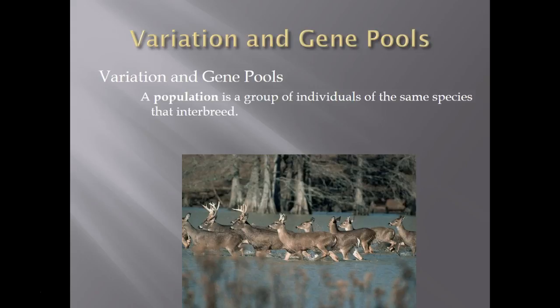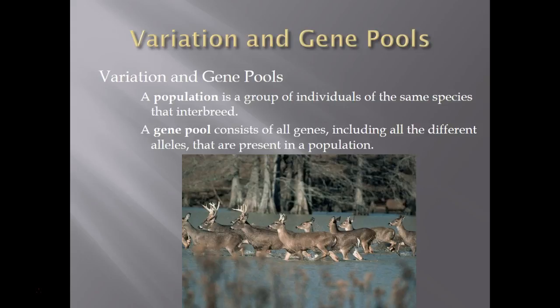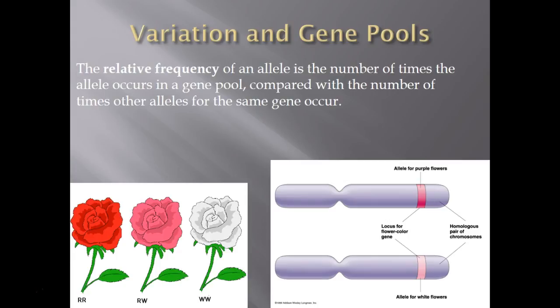A population is a group of individuals of the same species that can breed with each other, and it doesn't say it here, but they must be able to produce viable offspring. Their offspring must be able to reproduce. So when we use the term gene pool, we're talking about all the genes, including all those different alleles that are present or found in a population of living things.